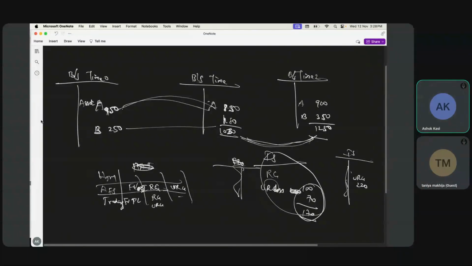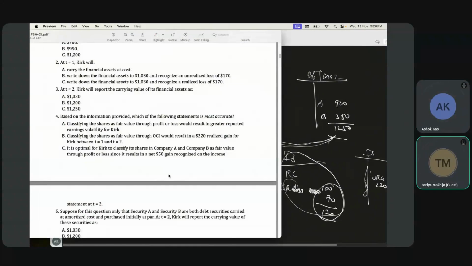So 220. It's wrong. Yeah, but they said 50, right? So that is also wrong.